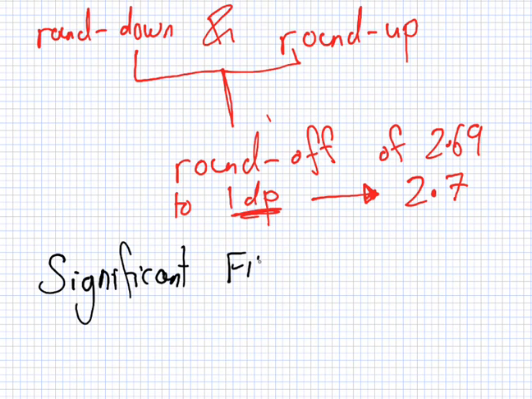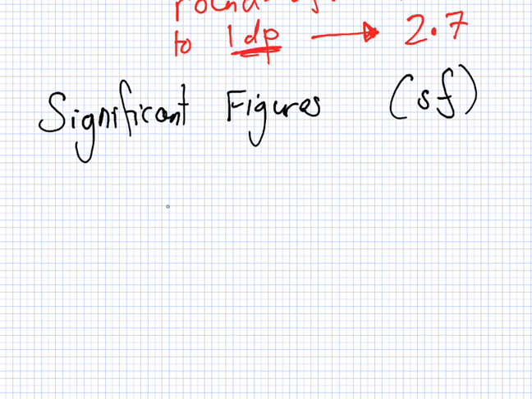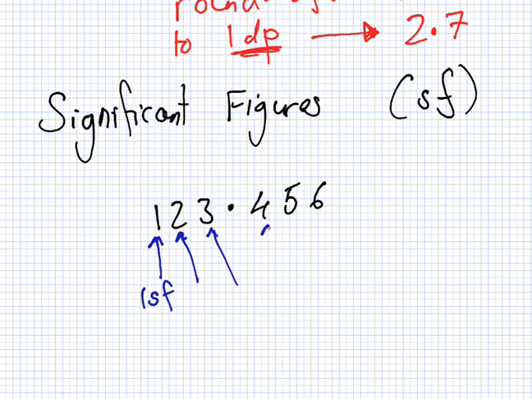So the next word, significant figures, or just SF for short. You did this with Lorraine because I saw it on the board. So when you have a number like this, 123.456, where's the first significant figure? Which one? Does anyone know this? 1. Yeah, this is the first SF, this is the second, third, fourth, fifth, and then this one here is the 6th significant figure.